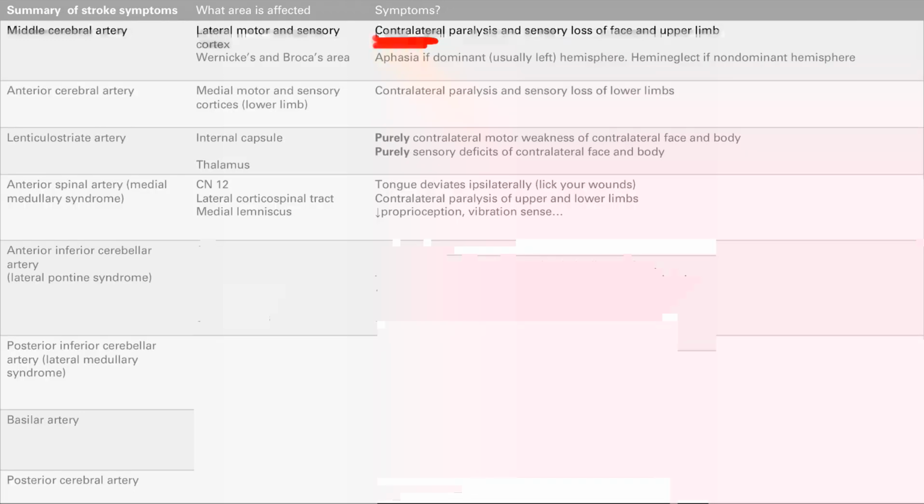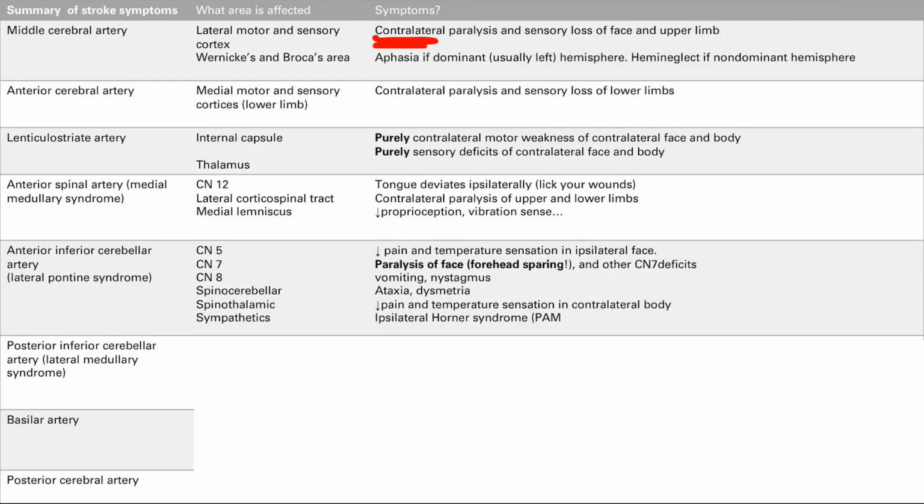Okay. Next is the anterior inferior cerebellar artery. This is the lateral pontine syndrome. So cranial nerves in the lateral pons, remember, are 5, 7, and 8. Remember, cranial nerve 6 is medial, so we're going to forget about that one. And then the other lateral structures that run through the pons are the spinocerebellar, spinothalamic, and sympathetics. And then we can just deduce all of the deficits we're going to get.